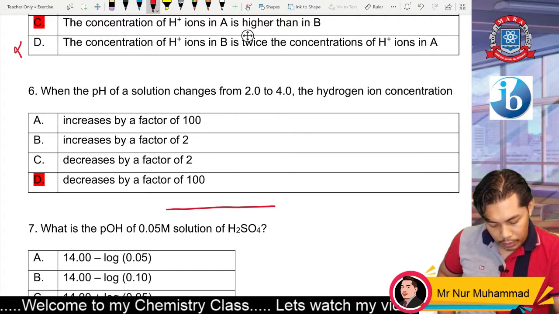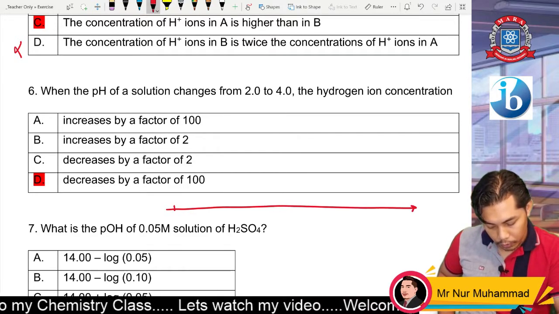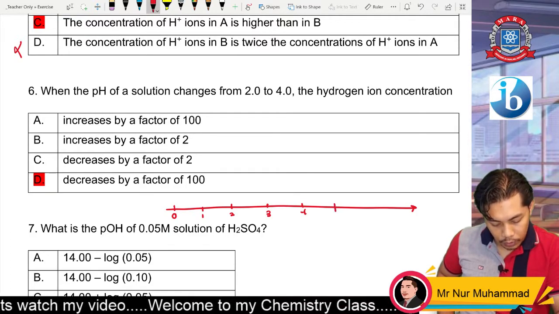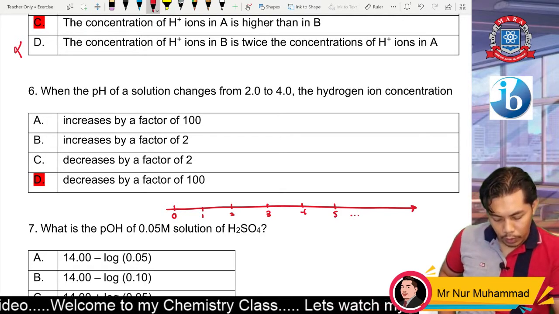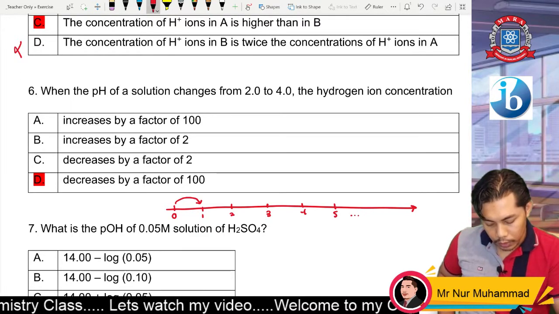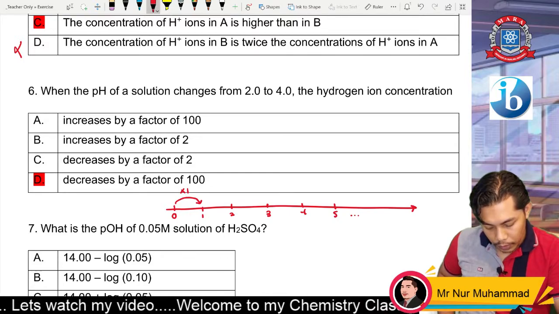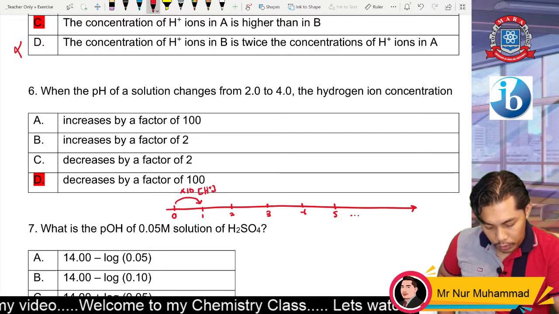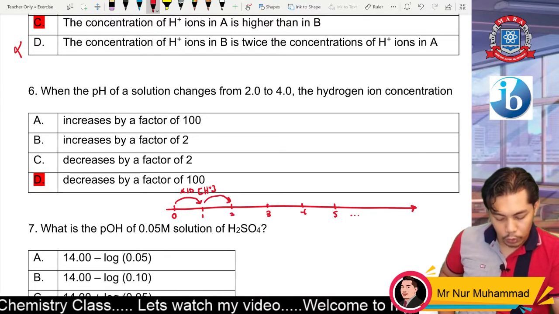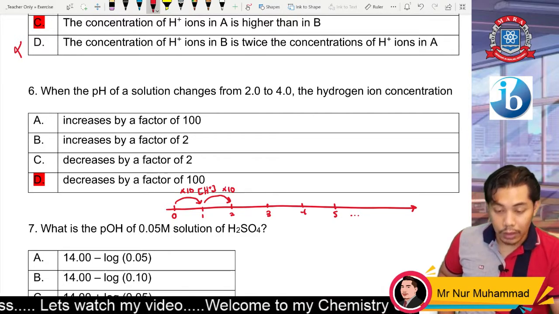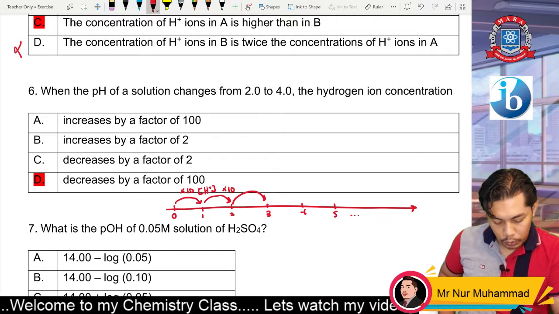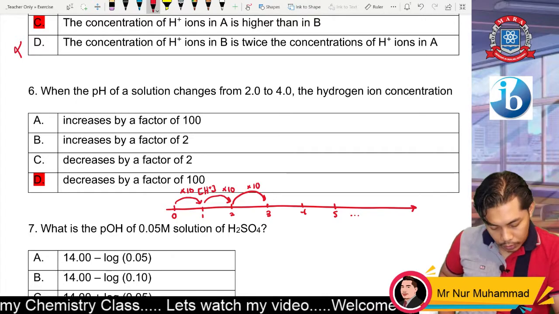Okay, let's say that this is a line of pH: 0, 1, 2, 3, 4, 5, and so on. When the pH increases by one value, it is equal to a change of 10 times in the concentration of hydrogen ion. So every time the pH value increases by one value, the concentration changes 10 times. When the pH increases from 2 to 3, the concentration of hydrogen ion changes 10 times.